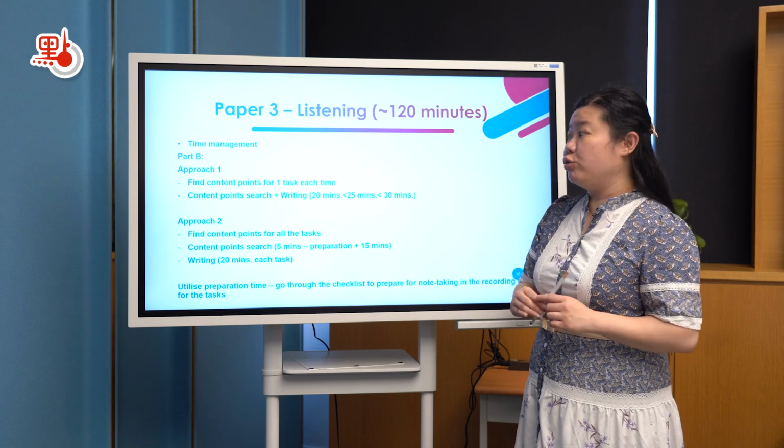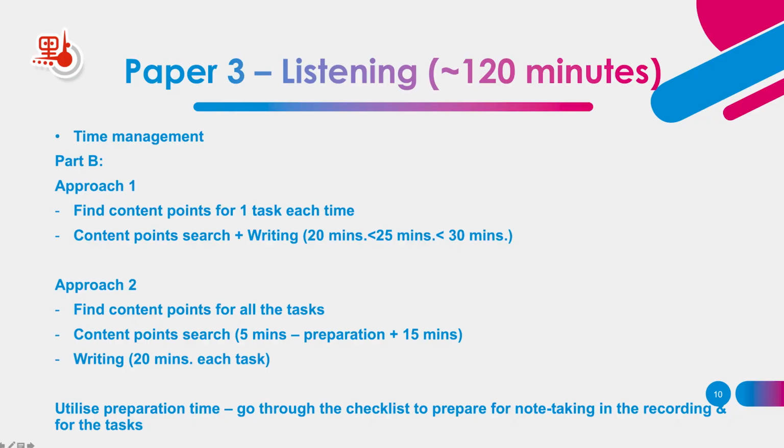And approach 2 is to find all the content points for all the tasks first, so your time allocation will change a little bit. You have 5 minutes preparation time before the recording for part B, and then you can spend another 15 minutes during the task. During the 90 minutes left, spend 15 minutes to find all the points first, and then spend about 20 minutes writing each task.